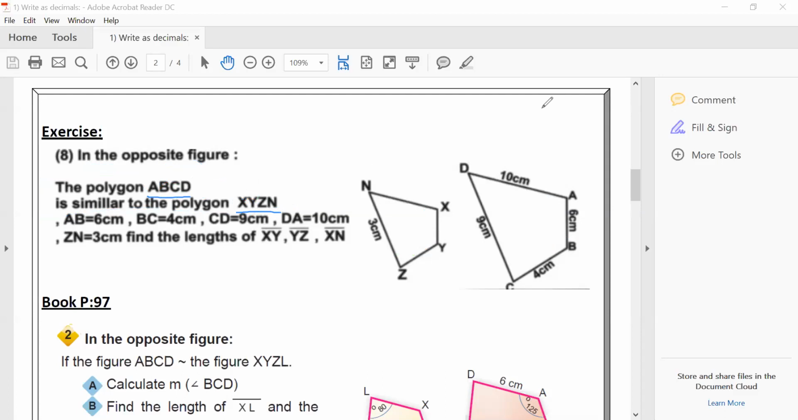The names are changing, I don't know why. Okay, Mariam. I want to write the proportional sides, Mariam. Proportional sides of which ones? The two polygons, A, B, C, D, and X, Y, Z, N. What over what equal what over what?